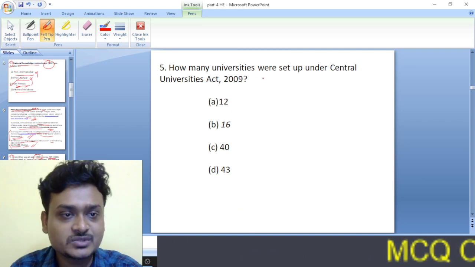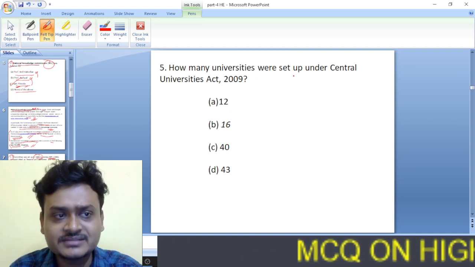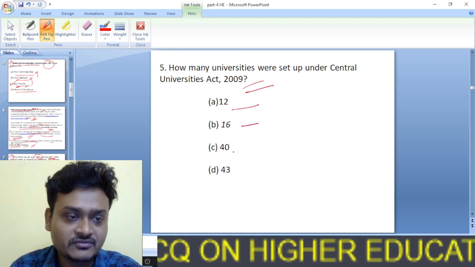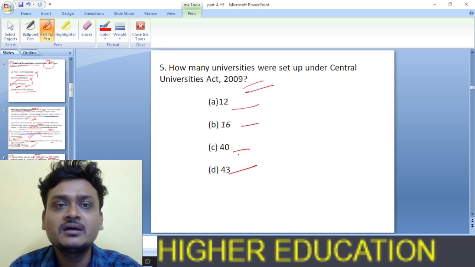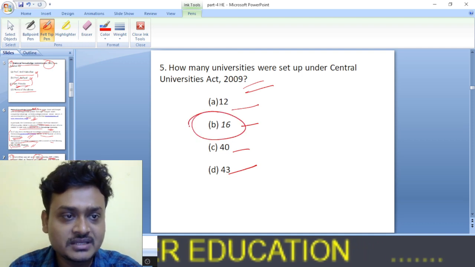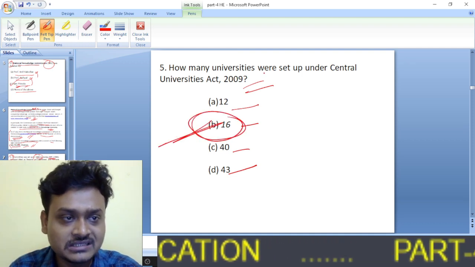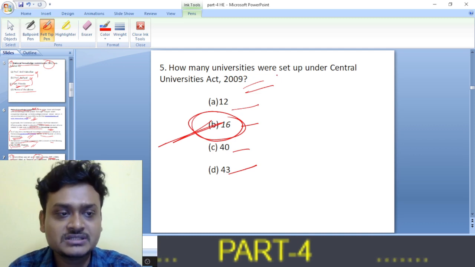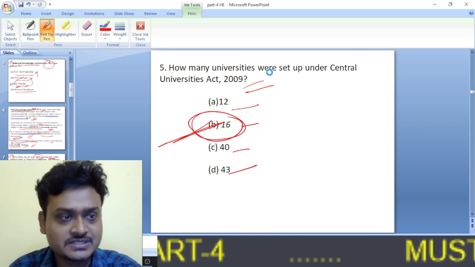How many universities were established under the Central University Act of 2009? The options are 12, 16, 14, 43. So here 16 universities were established. B is the right option. 16 universities were set up under the Central University Act of 2009. Moving ahead to the next question.